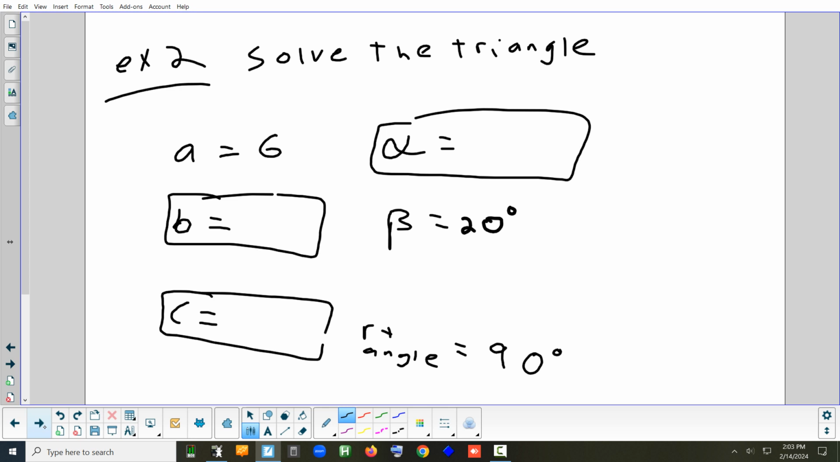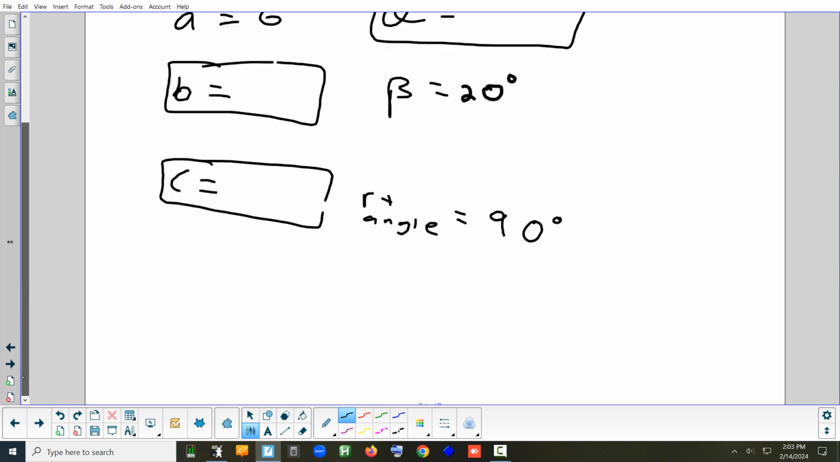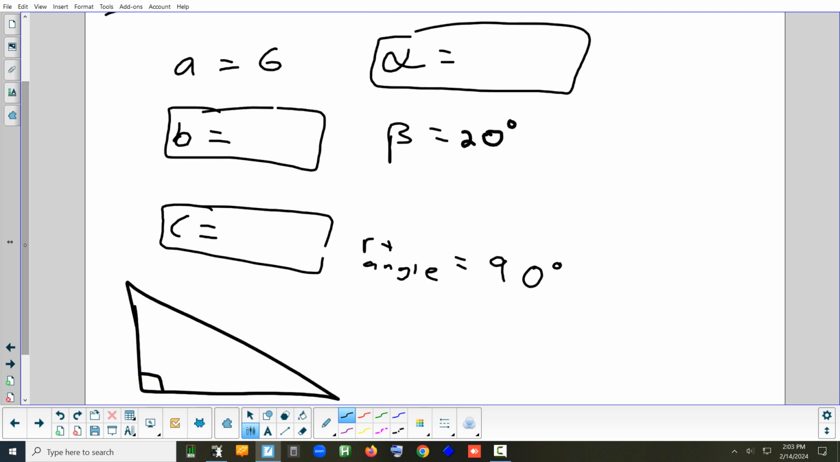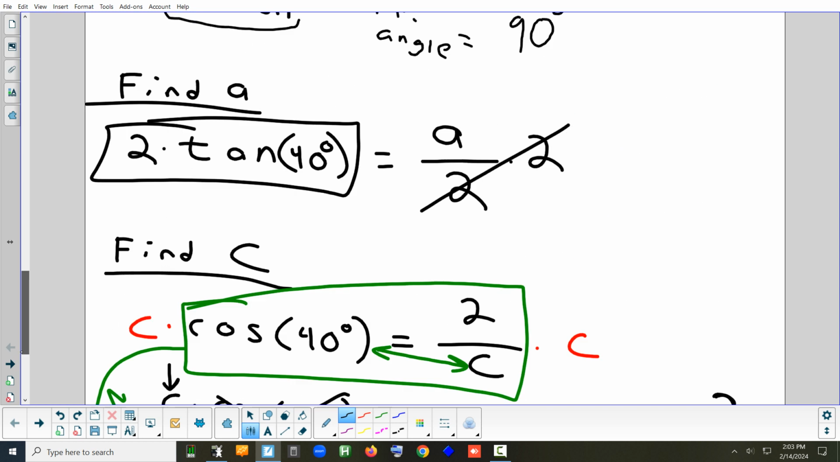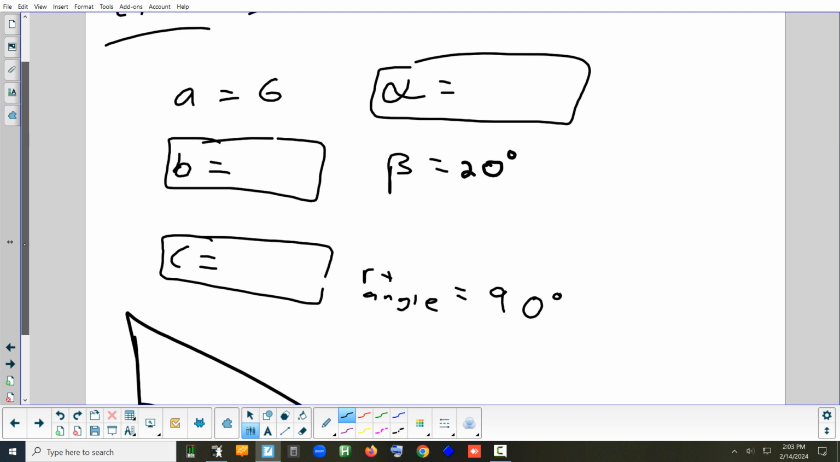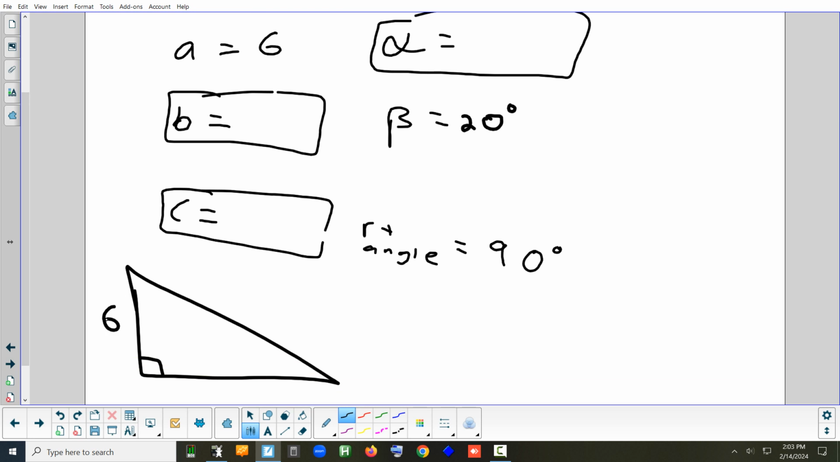Before I start doing any calculations, what do I always want to do with that information so I can see what's going on? Yeah, we'll make a sketch. So let's make a sketch. Okay, so A is 6, and just remember the diagram that we're using. And you use that same diagram for every problem. So A is 6. The angle across from A is alpha.